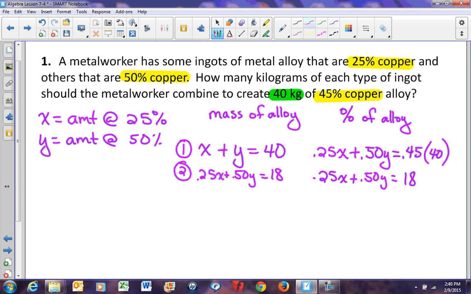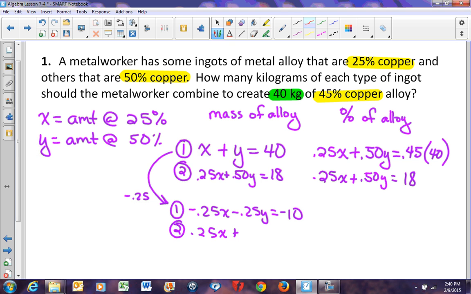I could use elimination. I could use substitution. It really doesn't matter. I think elimination might be a little faster in this one. So I'm going to take this first equation and I'm going to multiply it by negative 0.25. So if I do that, I'm going to have negative 0.25x minus 0.25y equals 40 times 0.25, or 1/4 of 40, which is negative 10. Don't lose your negative sign. Keep my second equation just as I see it. 0.25x plus 0.50y equals 18.